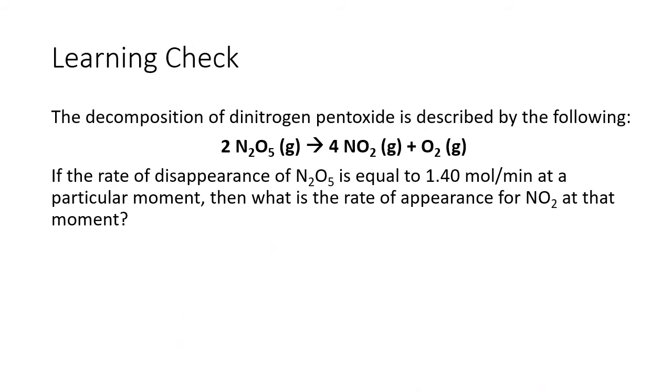The decomposition of dinitrogen pentoxide is described by the following: 2N2O5 going to 4NO2 plus O2. If the rate of disappearance of dinitrogen pentoxide is equal to 1.40 moles per minute at a particular moment, then what is the rate of appearance of NO2 at that moment? So we're going to write the relationship between dinitrogen pentoxide and nitrogen dioxide. There's a 2 out in front of the dinitrogen pentoxides, and it's going away, so that would be negative 1/2 times the rate of disappearance of N2O5.